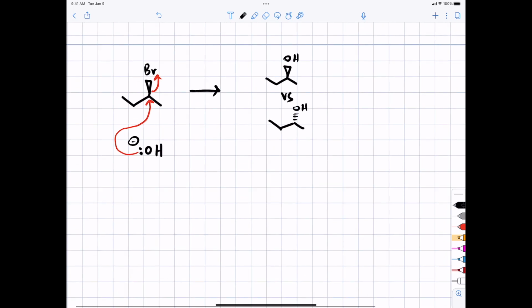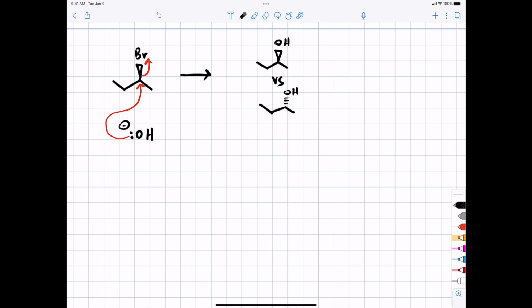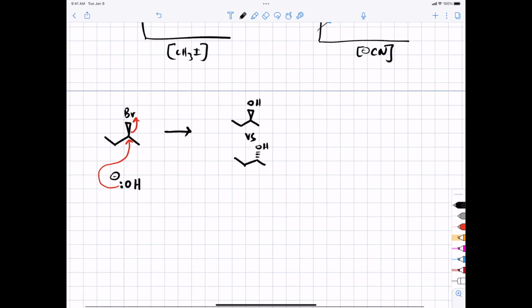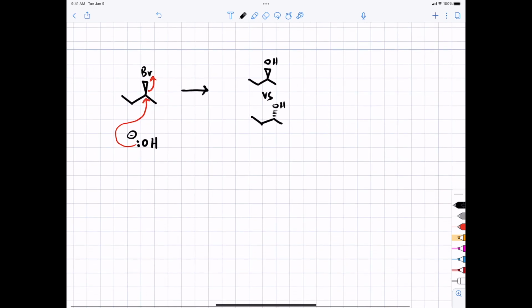And let me show you how you might get either one, and then why one of them is preferred over the other. So let's look at the transition state for this reaction. To do this, it might be useful for us to redraw this stereocenter a little bit differently.